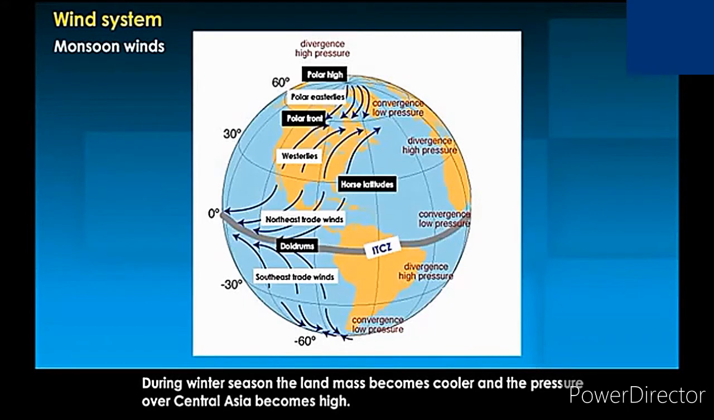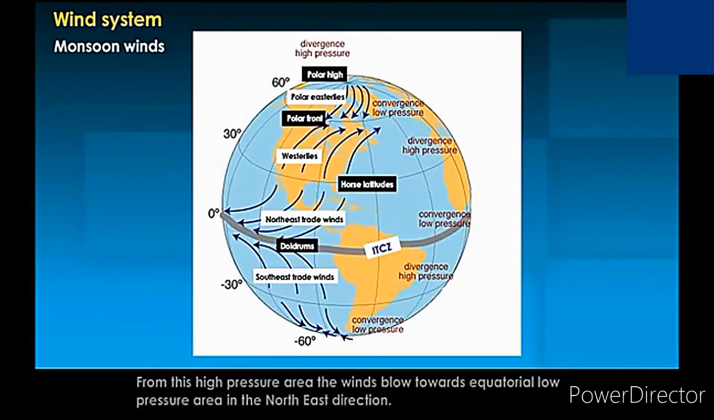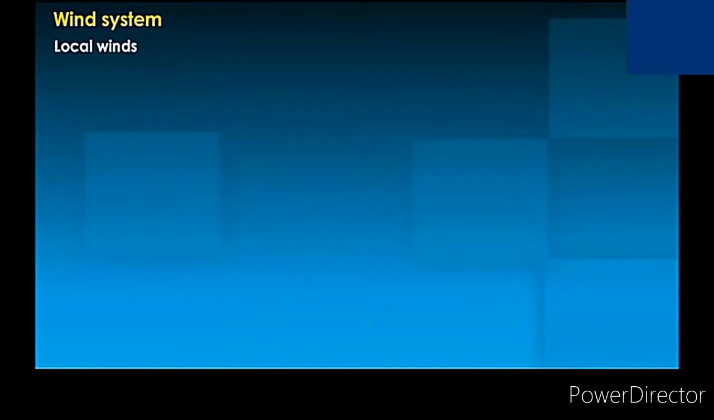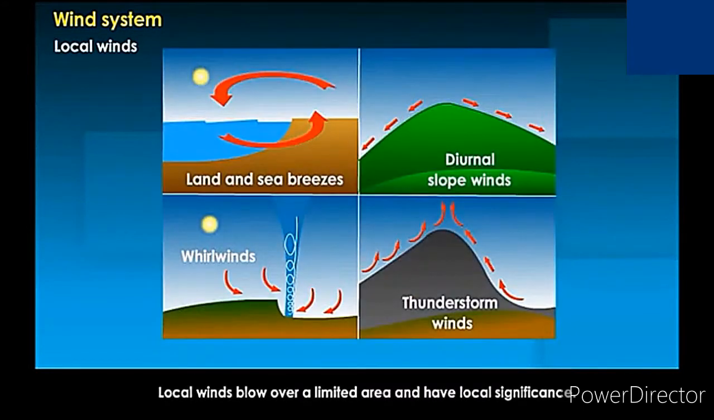During winter season, the land mass becomes cooler and the pressure over Central Asia becomes high. From this high pressure area, the winds blow towards the equatorial low pressure area in the northeast direction. These are known as winter monsoons or northeast monsoons. Next is local winds. Local winds blow over a limited area and have local significance only.